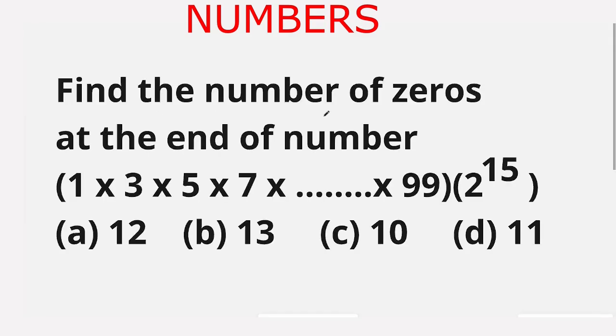Find the number of zeros at the end of the number 1 multiplied by 3 multiplied by 5 multiplied by 7, and it goes up to multiplied by 99, and this all multiplied by 2 to the power 15. The given options are option A 12, option B 13, option C 10, option D 11.